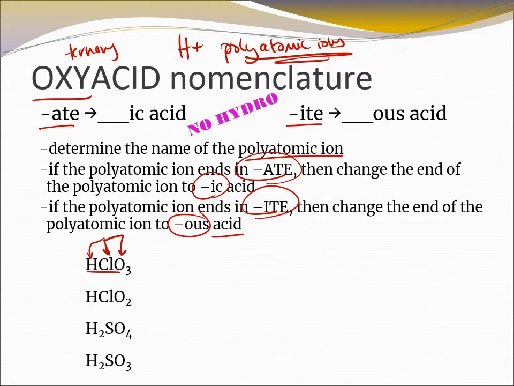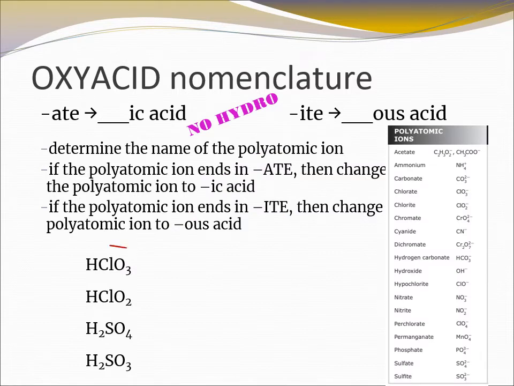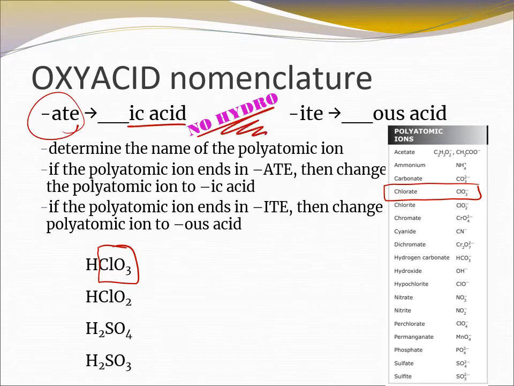Let me pull up our list of polyatomic ions super quick. Here, again, we have ClO3. ClO3 I find on my list of polyatomic ions. It's called chlorate. If it ends in ate, we're going to change it to ic acid. No hydro, so not hydrochloric acid, but just chlorate turns into ic acid, chloric acid. Notice no hydro.